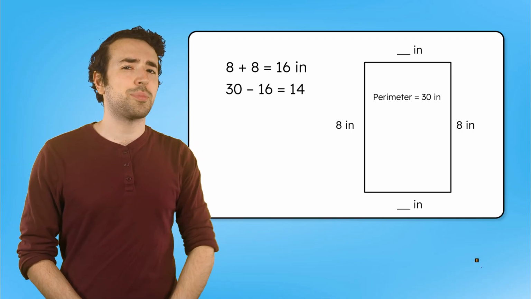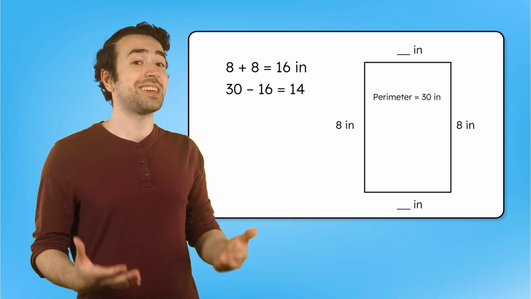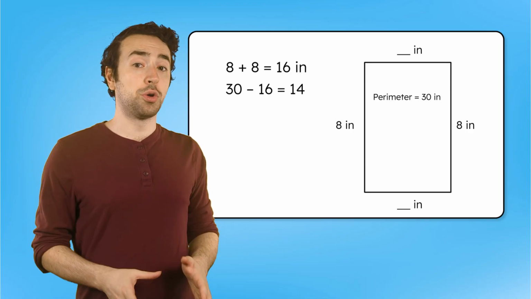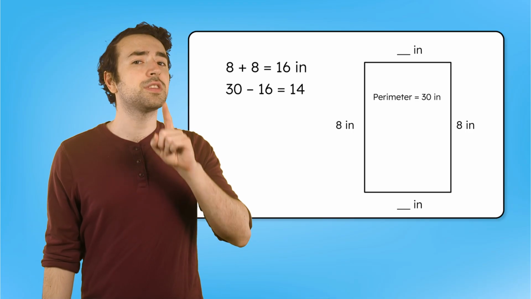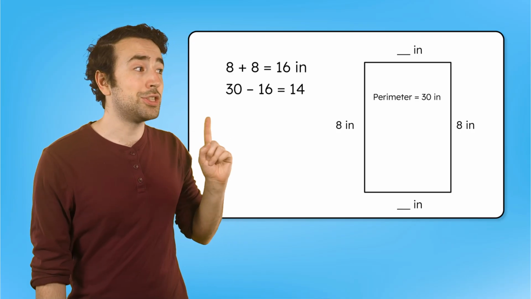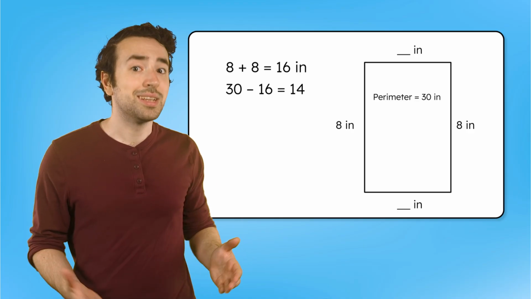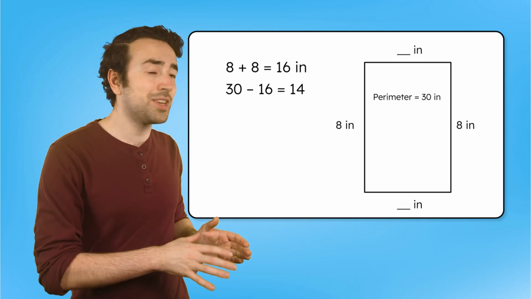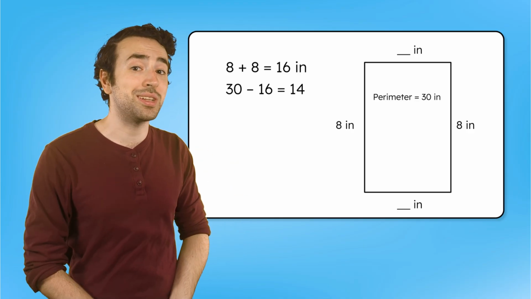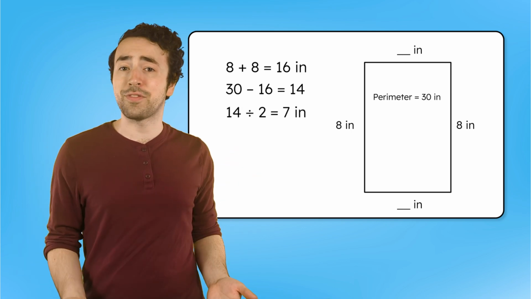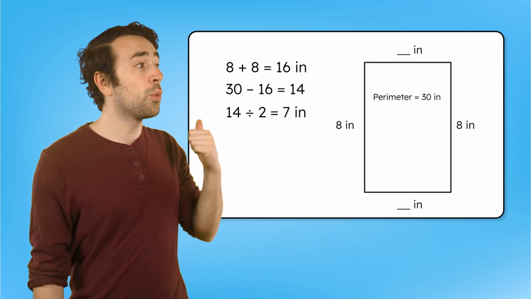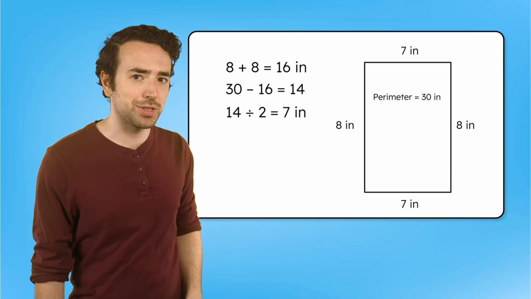Pause here to solve for the missing side. We can subtract the perimeter we already know, 16 inches, from the total perimeter, 30 inches, which leaves 14 inches for these two remaining sides. But they can't both be 14. Since there are two sides left, we'll need to split those 14 inches equally. 14 divided by 2 equals 7, so the width is 7 inches.